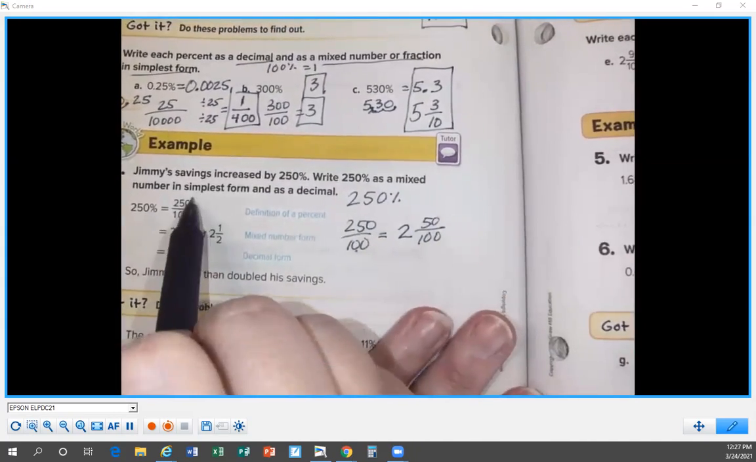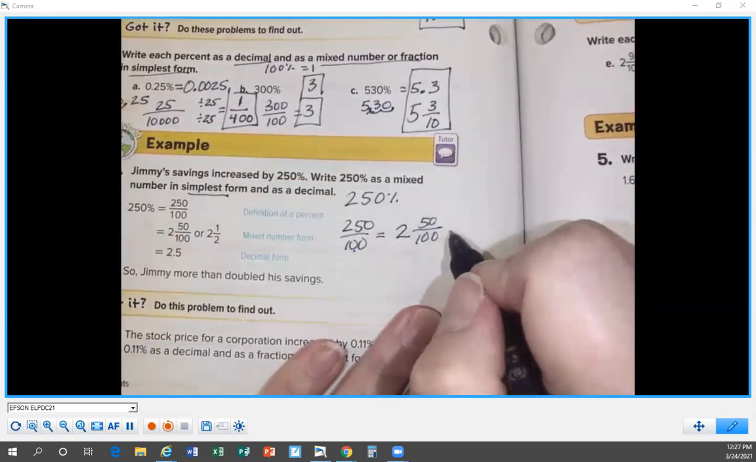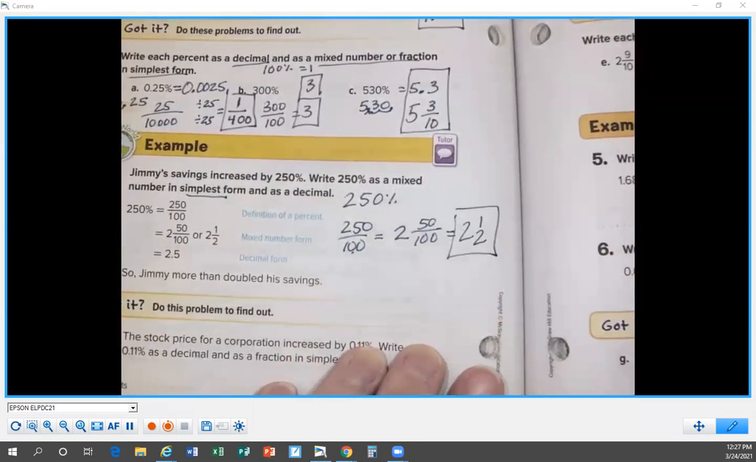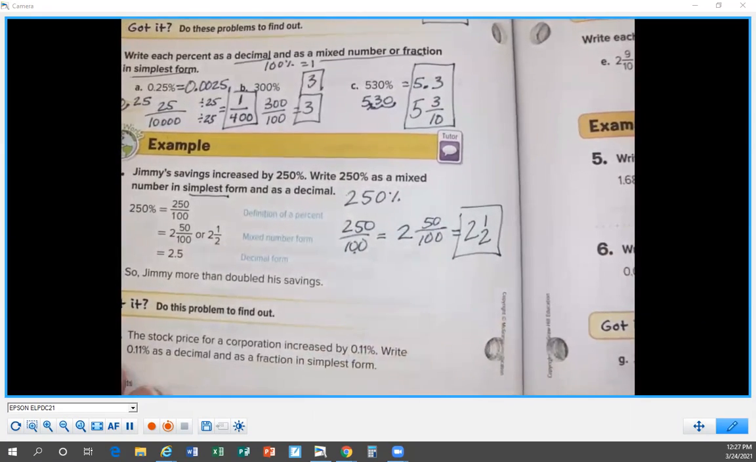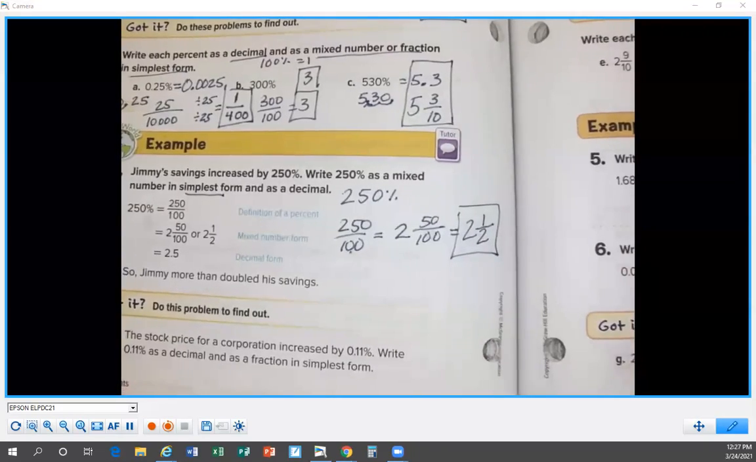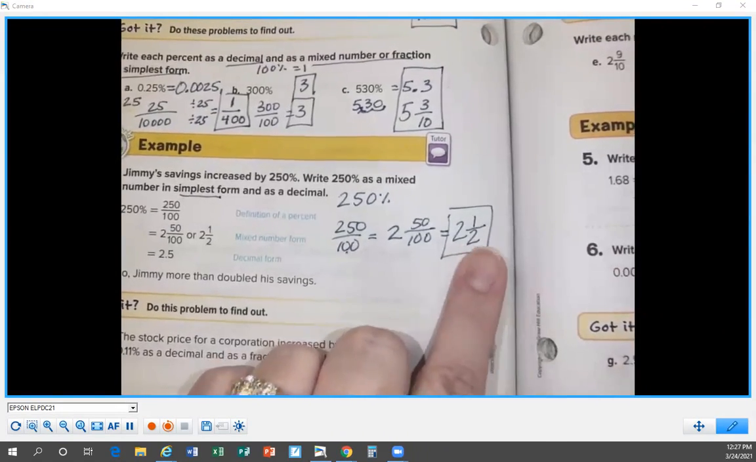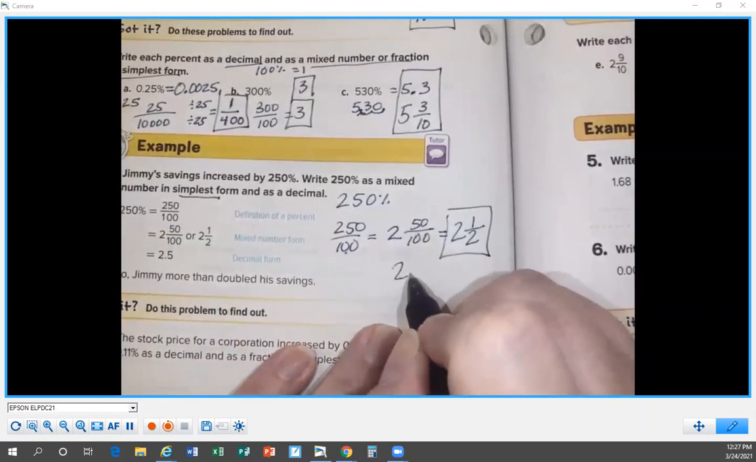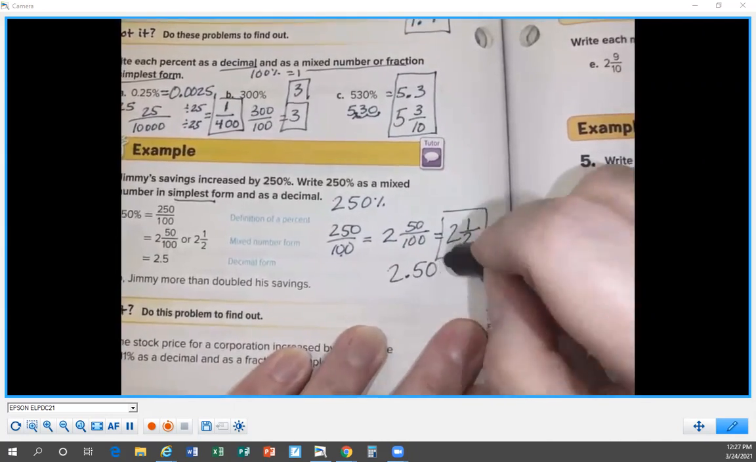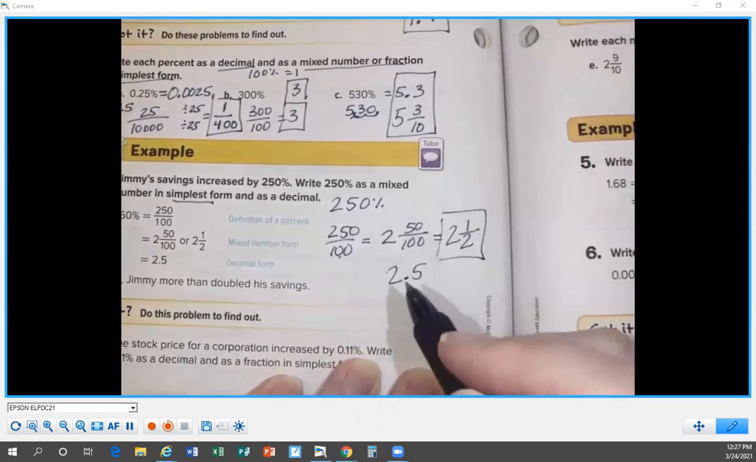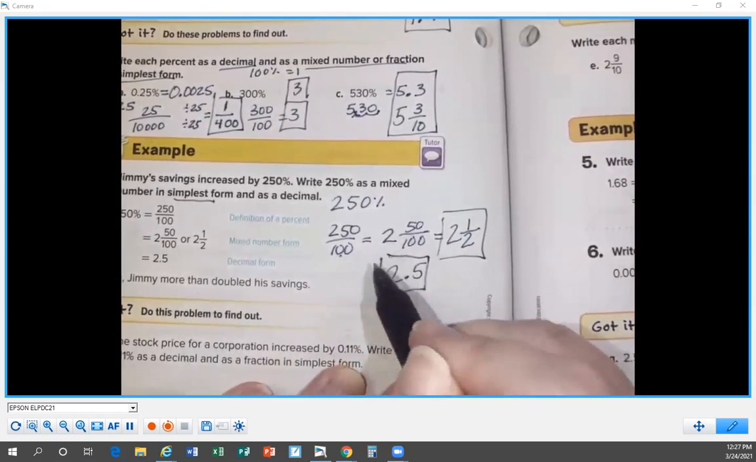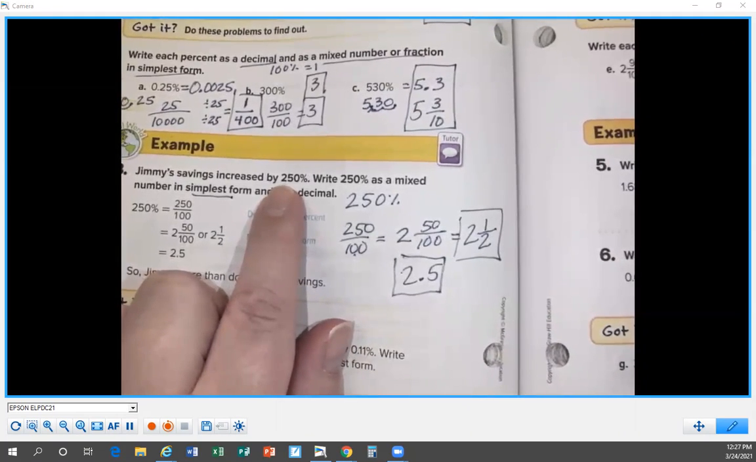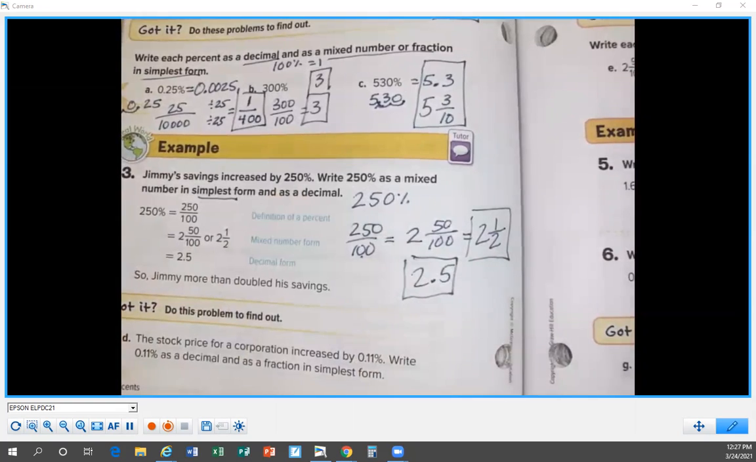And then we want that in simplest form. 50/100ths is the same as 1/2, so this would be 2 and 1/2. That's our mixed number in simplest form. Then we know that 1/2 is 0.5, so this is 2.5. Or you could look at it this way: 2 and 50/100ths, but we don't need the 0, so we have 2 and 5/10 as the decimal equivalent. That should make sense because 200% would be 2, 300% would be 3, and 250% would be exactly halfway in between, 2.5.